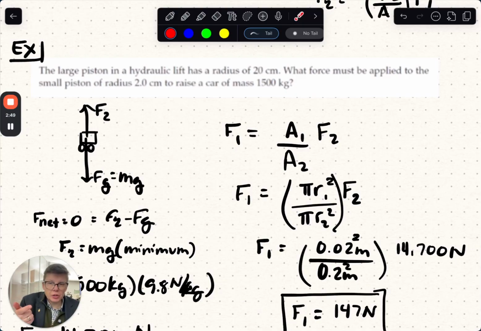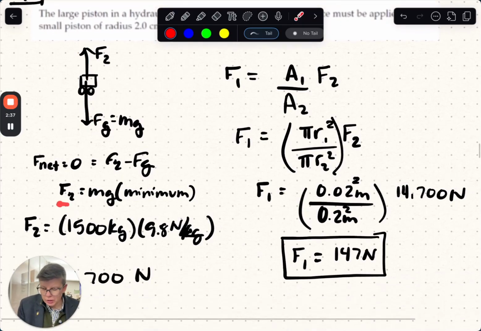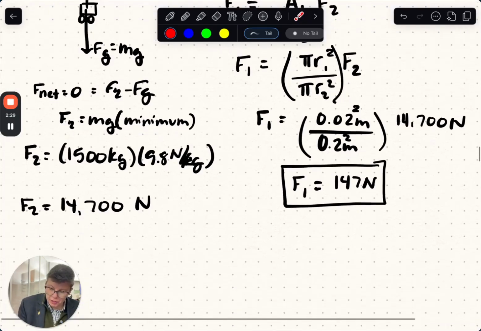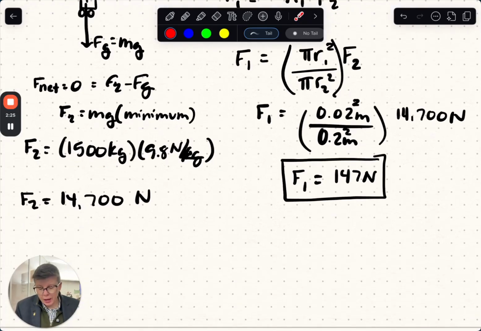So I've drawn a picture here just to show that the lifting force on the car is going to be equal to the weight of the car. Let's just assume we're lifting the car at a constant velocity, so I need the forces to balance. That's how I got to the output for the hydraulic system needing to equal the weight of the object. For a 1,500 kilogram car, I am going to multiply that by the gravitational field strength, and I get that the car has a weight of almost 15,000 newtons.